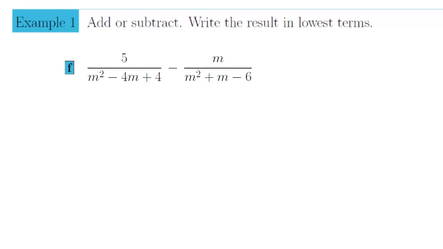5 over m squared minus 4m plus 4 minus m over m squared plus m minus 6.